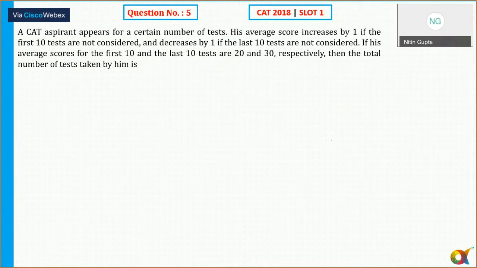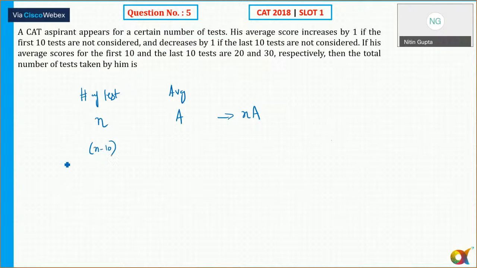All right. Now, question number 5. It says a CAT aspirant appears for a certain number of tests. And his average score increases by 1 if the first 10 tests are not considered. So I'll say number of tests and then the average. We have no idea, so let's say the number of tests is equal to n and the average is equal to a. So the total will be equal to n into a. His average score increases by 1 if the first 10 tests were not considered. So it means the number of tests is now n minus 10.